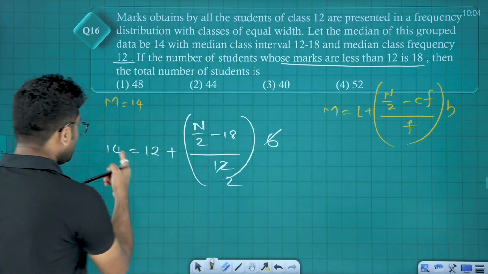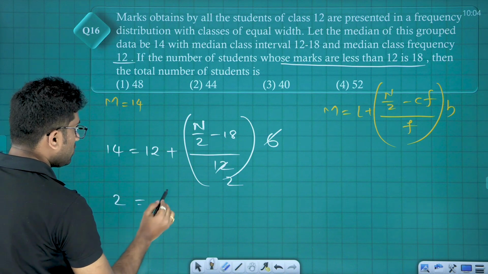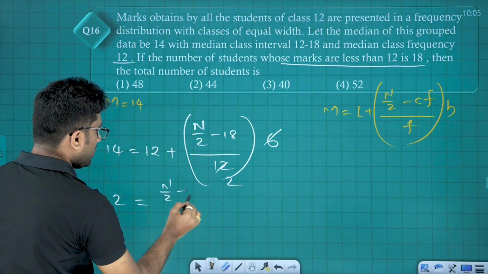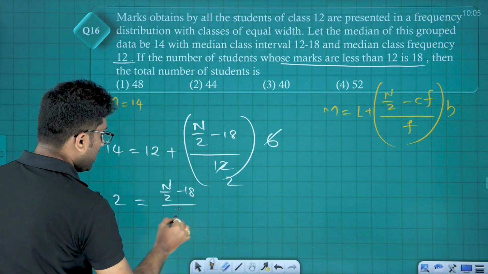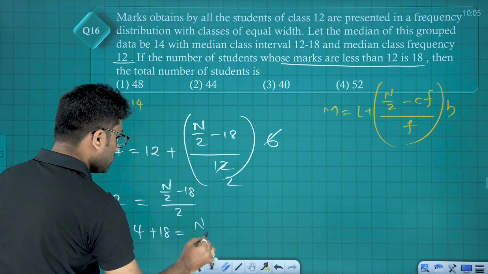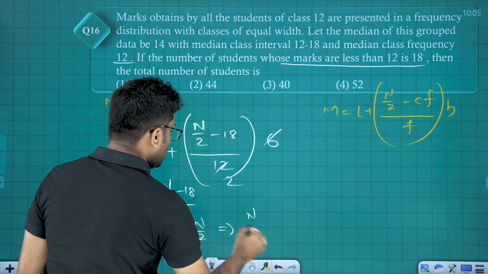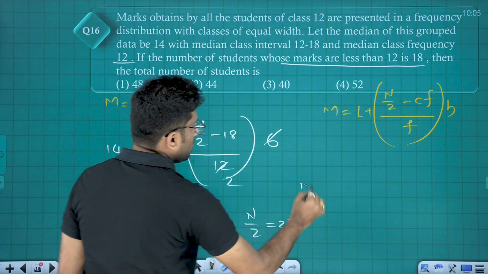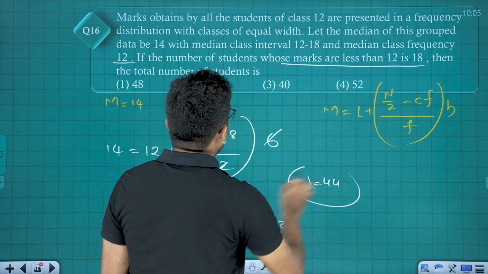18 minus 12 is 6. 6 1 6 2 is... 14 minus 12 is 2, equal to n by 2 minus 18 by 2. So 2 2 is 4. 4 plus 18 is equal to n by 2. n by 2 is equal to 22. n is equal to 44.